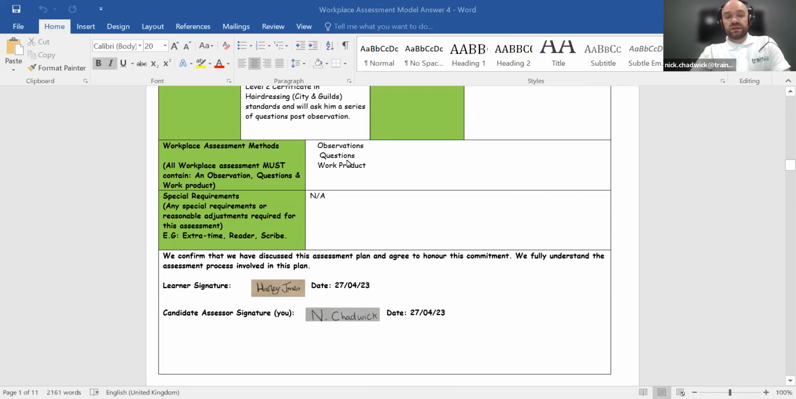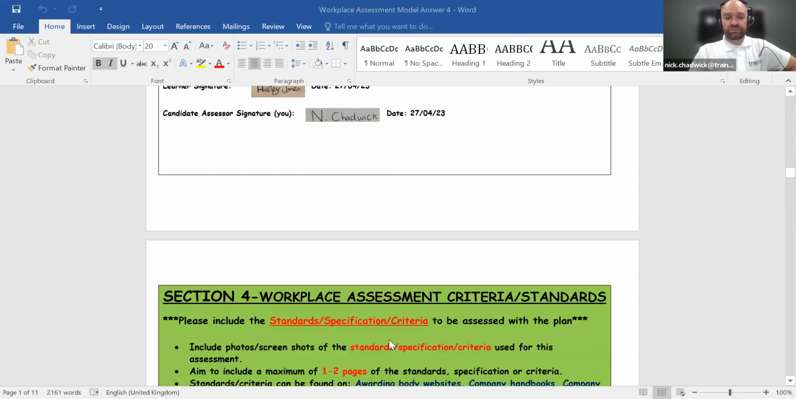In this section, we have the actual assessment methods highlighted. So all of your workplace assessments must contain an observation, questions, and also a work product as well. And we've highlighted that there's no special requirements for this assessment. At the tail end of the form, we have obviously a signature from both Harley, so that's the learner, and myself, to say that we both understand the assessment, we know what it entails, and we're happy to proceed as well. So once again, try to get an electronic signature, but a typed signature is also fine as well.